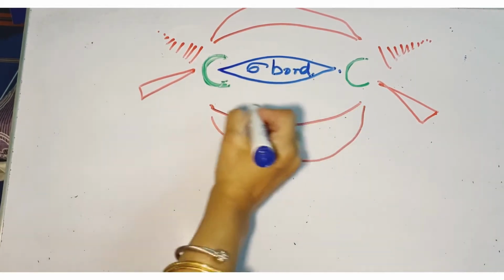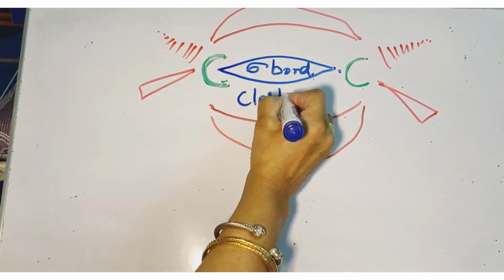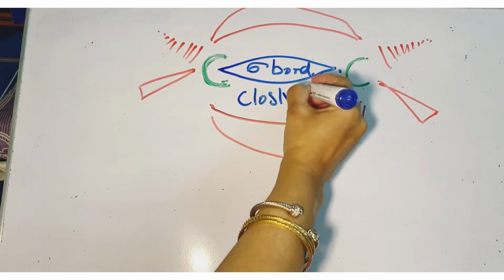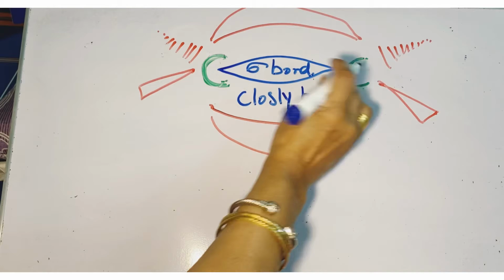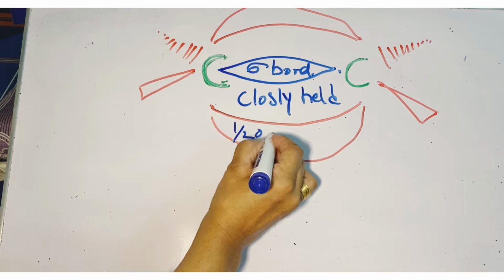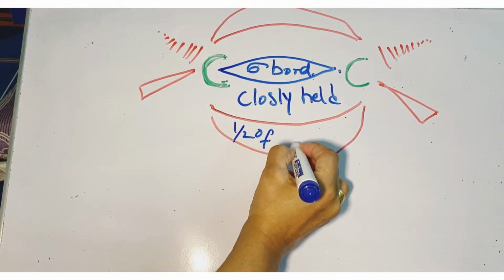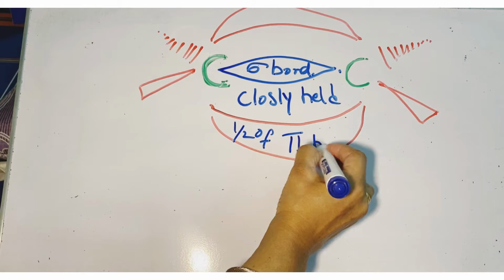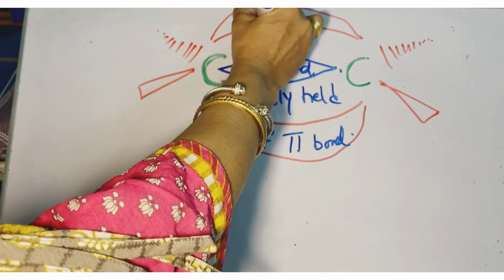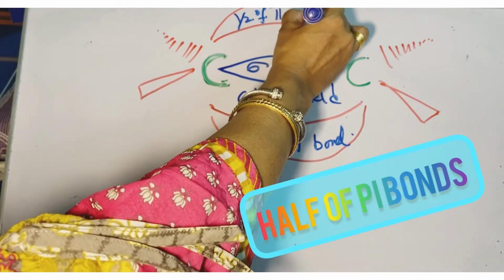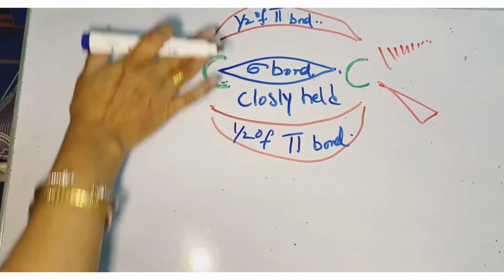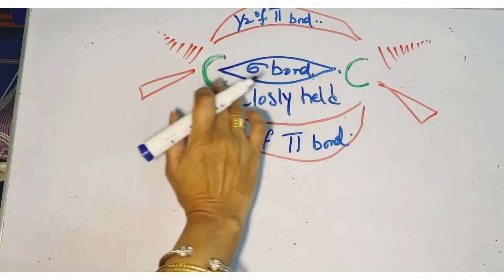And this sigma bond is closely held together. This sigma bond is closely held. Whereas this is half of the pi bond, and this is another half of the pi bond. These are the two halves of the pi bond, right? And this is the sigma bond, which is closely held.